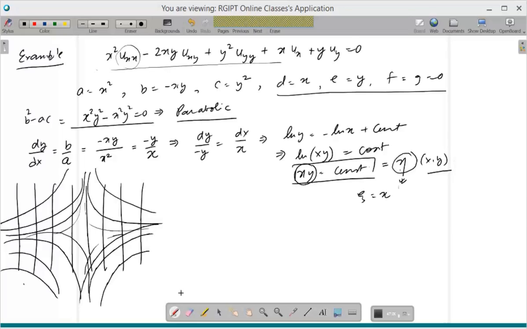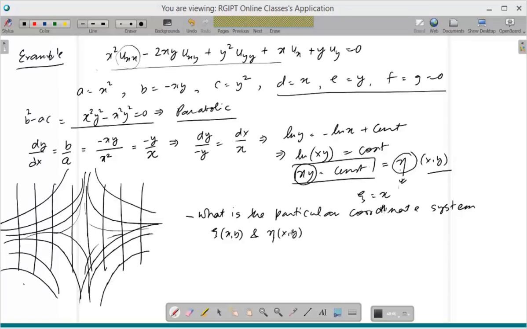So there are two parts of the question. The first part is, what is the coordinate system in which my current equation reduces to the canonical form, and what is that canonical form? Remember, even in these examples there were two parts. First of all, what is the particular coordinate system? Meaning, what are the functions zeta of x comma y and eta of x comma y, so that the above equation reduces to canonical form?